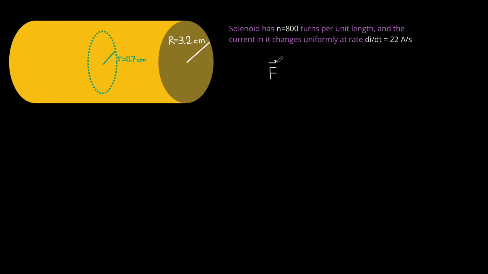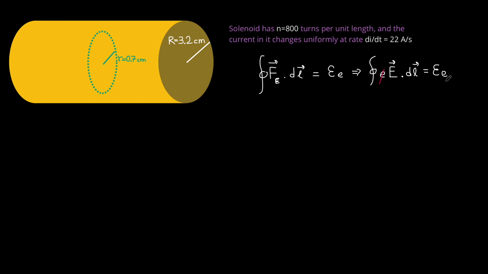work done on the electron by the electric field is equal to the charge of the electron times the induced EMF. And because the electron is moving in a circular path, this is a line integral of the force acting on the electron along the circular path. And it's equal to the EMF in the loop times the charge of the electron. And what is the force acting on the electron? That's the electric field times the electron's charge.